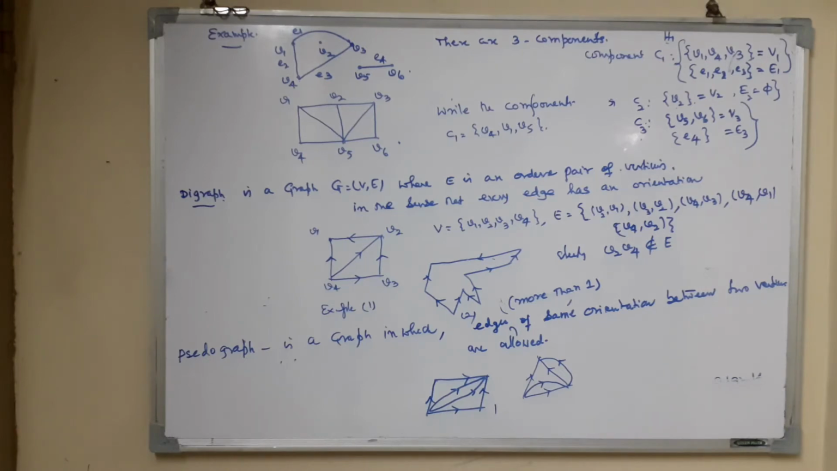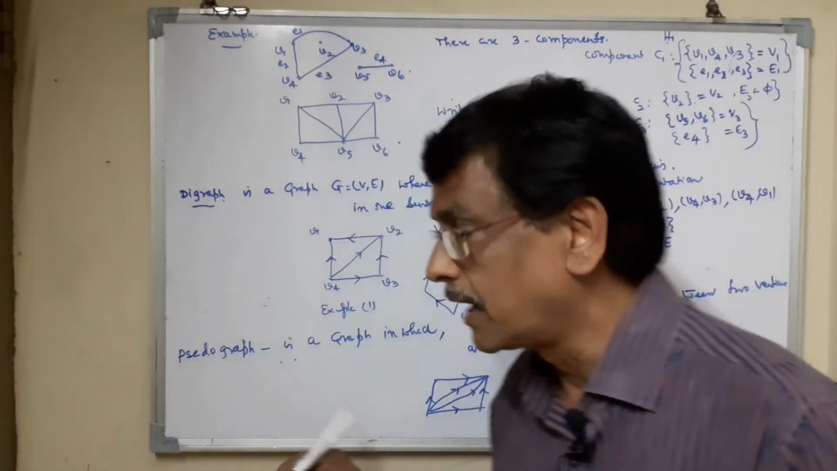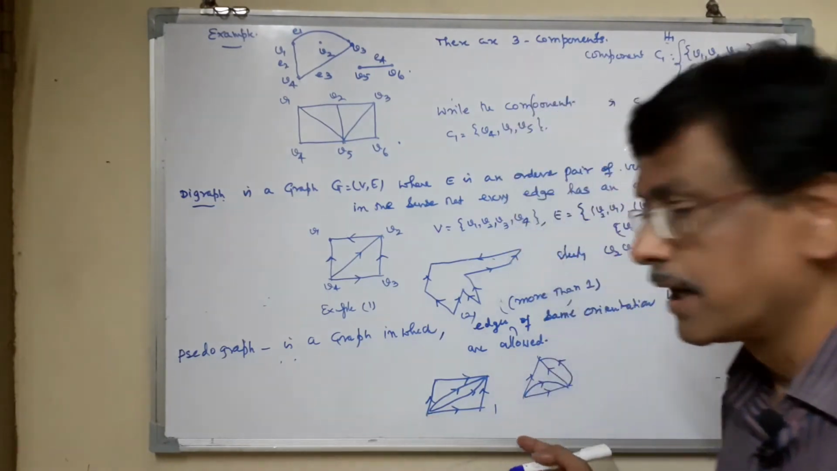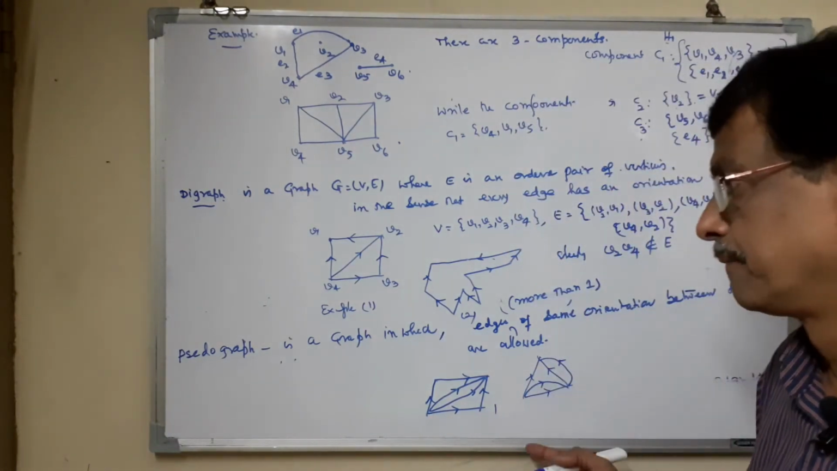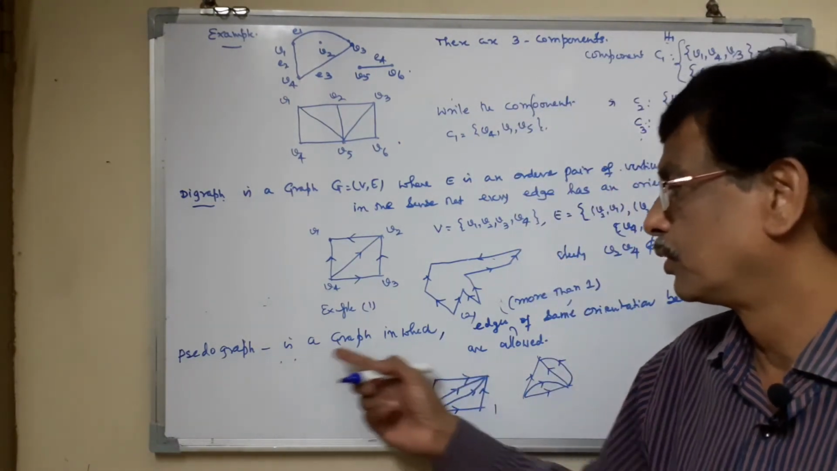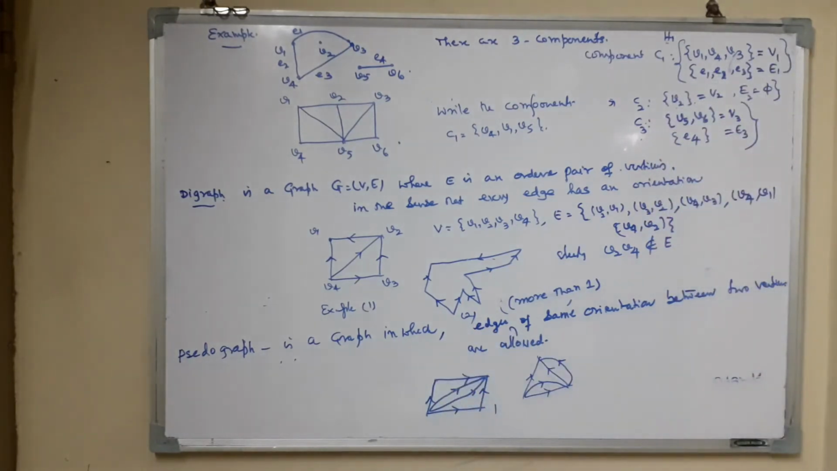See the difference between multigraph and pseudograph. In a multigraph, there are multiple edges, no doubt, but the direction is not given, because in a multigraph there is no direction. It is simply a graph. Whereas I am talking about the pseudograph in which edges of the same orientation are allowed.